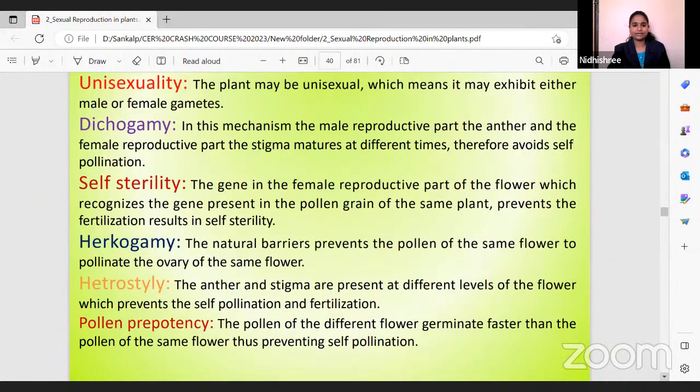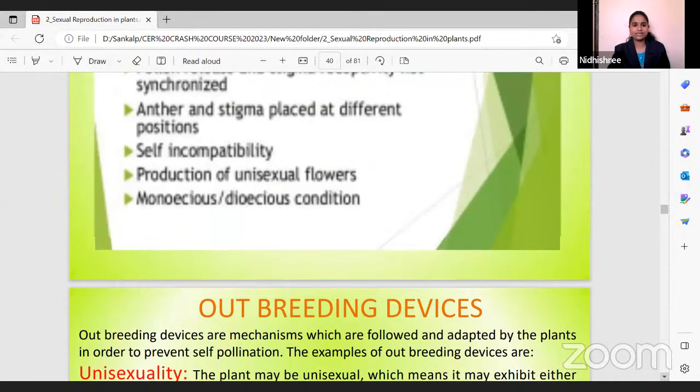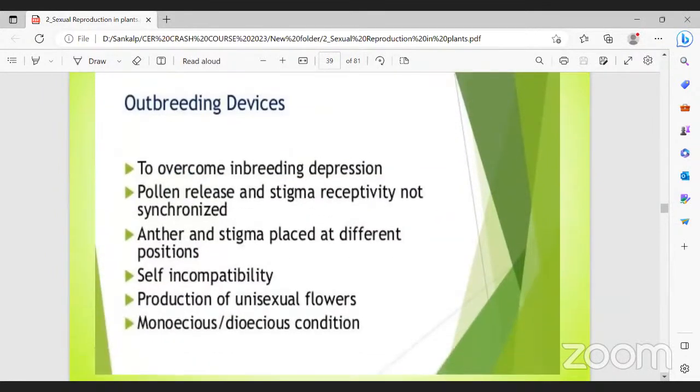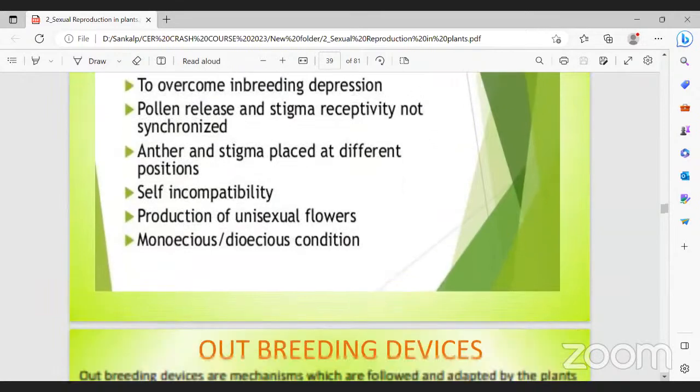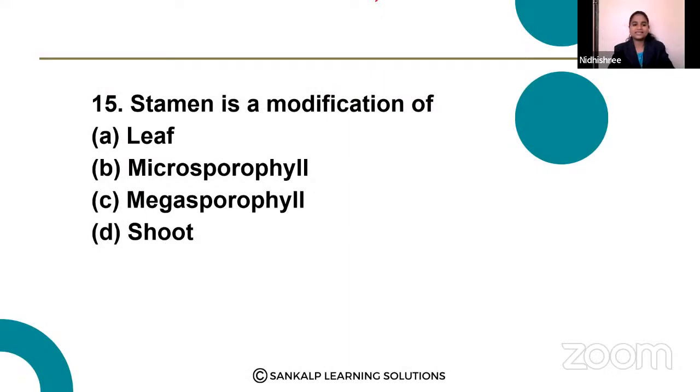Outbreeding devices: heterostyly, pollen incompatibility; outbreeding over inbreeding. Yes, any doubt? Fine, let us solve some questions now. Sixteenth question. Before that, whether the concepts are clear? Any doubt? Fine. Next.